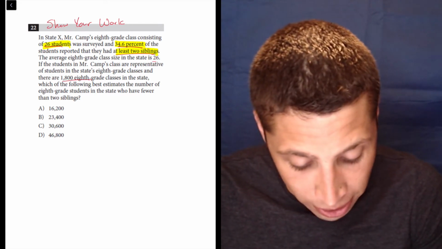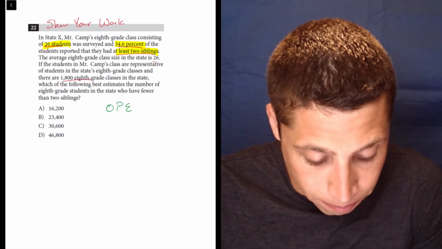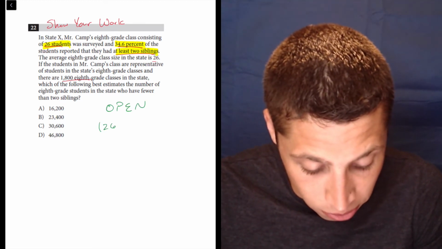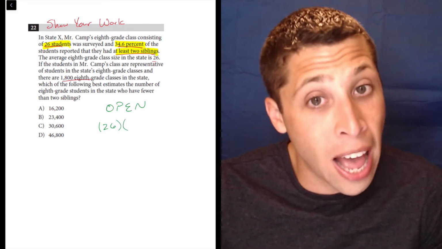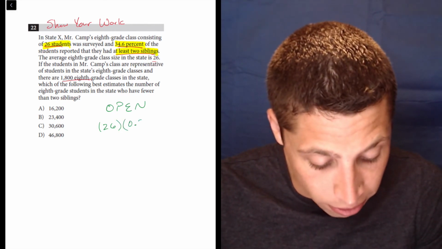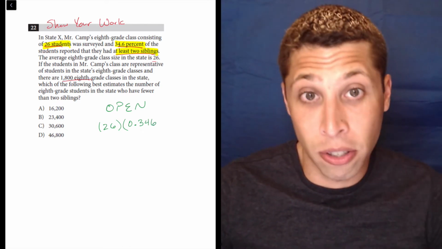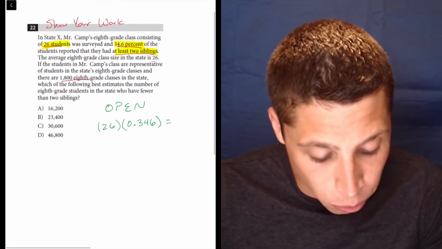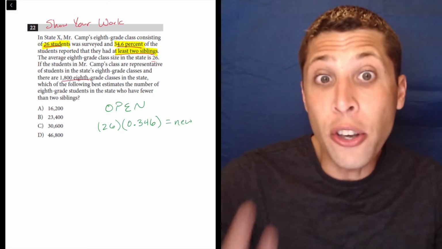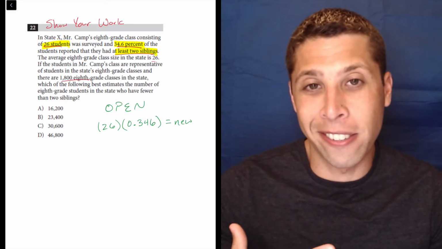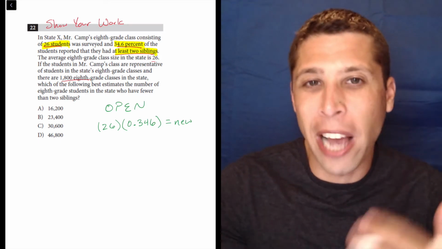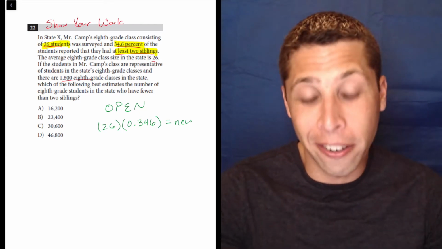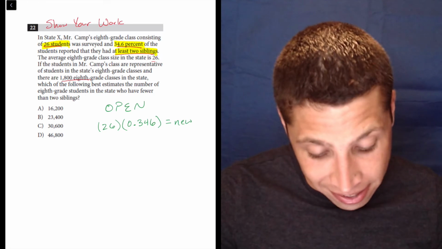So we'll use my open formula, in its very traditional version. We take the original amount, so that's 26 students. We multiply it by the percentage, and that percentage needs to be written as a decimal, so it gets converted by moving the decimal place 2 spots to the left, so that's 0.346. E stands for equals, and then I call this the new value because it's kind of the opposite of the original value. I know there's no time passing here, but the new value, the number that we want here, is the part of the class that has at least 2 siblings.